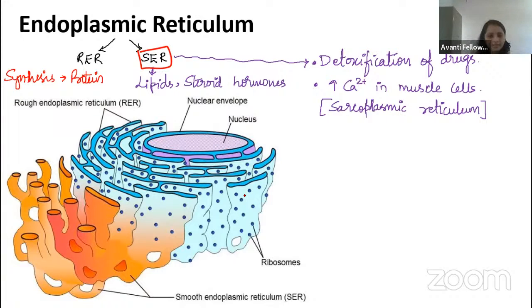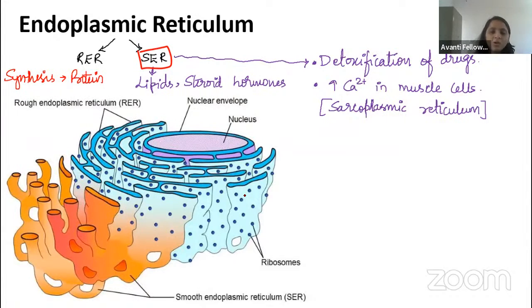We take so many drugs, right? For example, if I am having a cold, I will take a tablet. If I am having a headache, I will take a tablet, right? So these are the drugs. How is the detoxification going to be done? The detoxification has to be done in the liver, right?